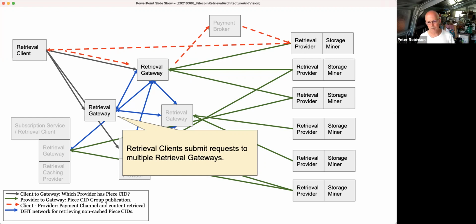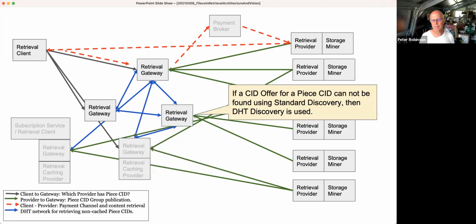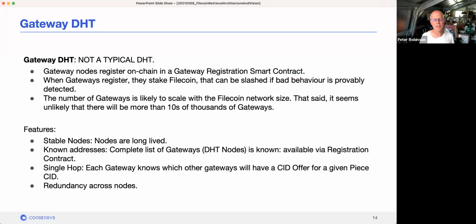But when they do choose, or even if they don't choose to store information for a certain provider, they've still got to be part of what's called a DHT. And so if you can't find it via standard discovery, then you're going to use a DHT. And I'm hoping that's the next slide after this.